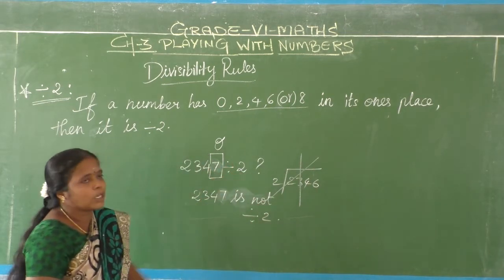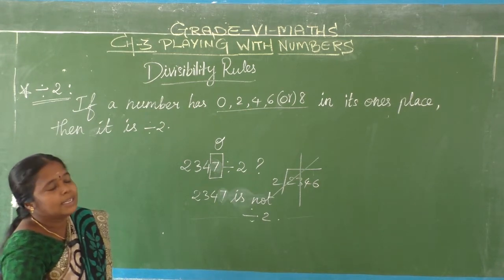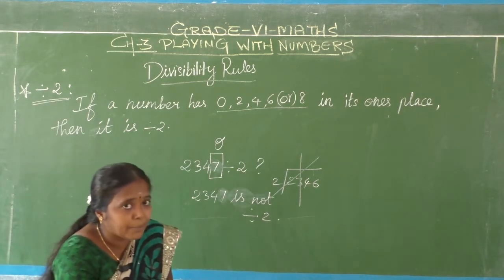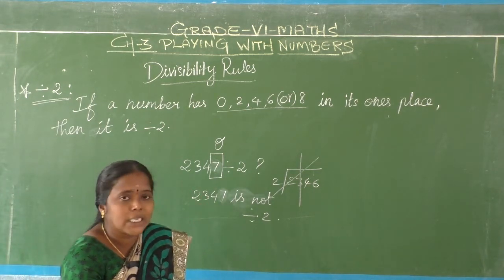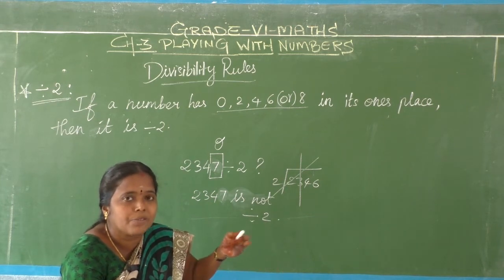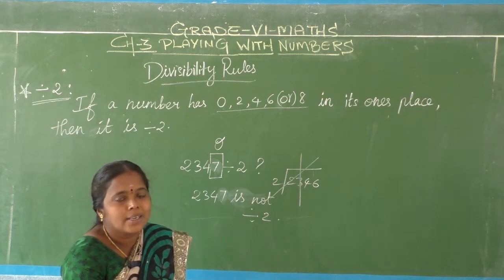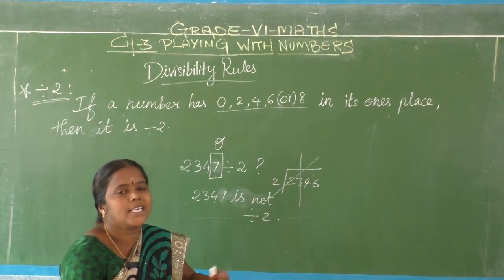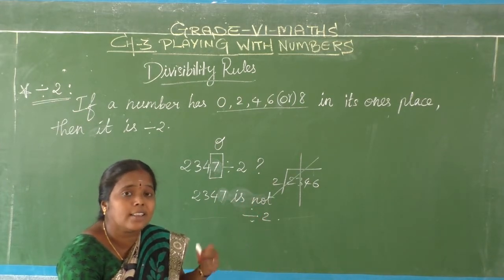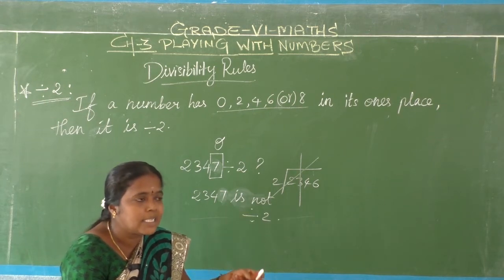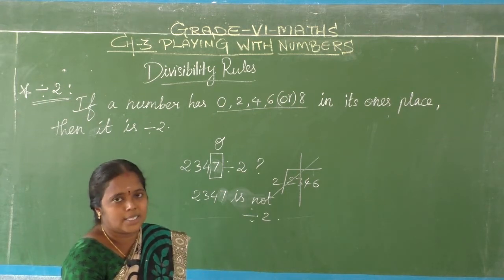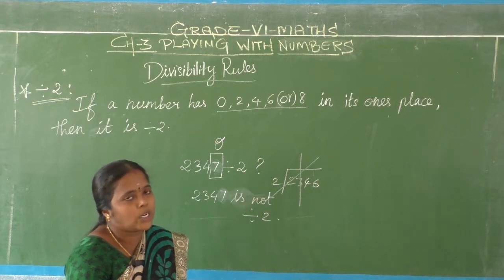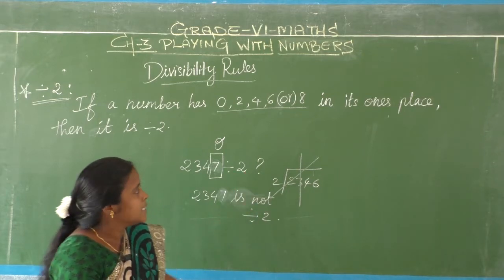Clear? We need not work out normal division. Clear? Again I am telling, why are we using divisibility rules, what is the purpose of learning these rules? Without actual division we can finalize the answer, whether the number is divisible by this or not. So that only we are going to learn these rules.